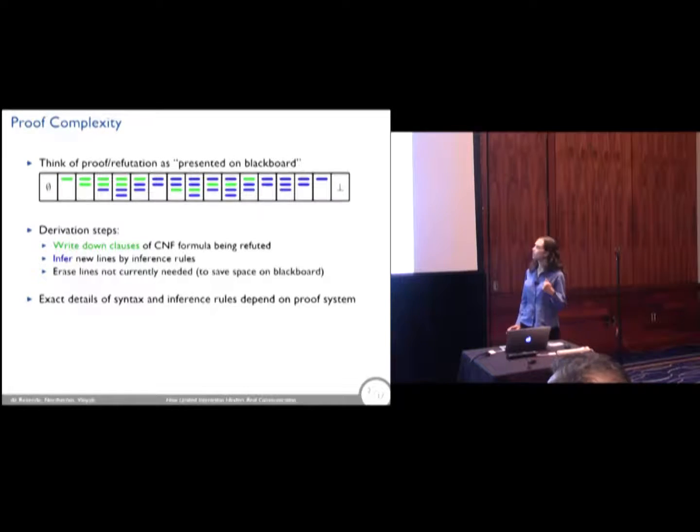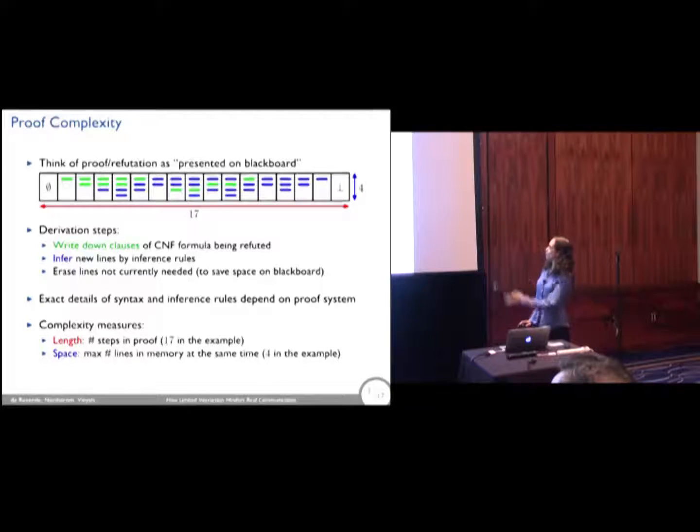We can write down a clause of the formula we're refuting. We can infer a new line from what we already have on the blackboard. And we can erase lines we don't currently need in order to save space on the blackboard. And the exact details of how this is done will depend on the proof system, and we'll get to this in a minute.